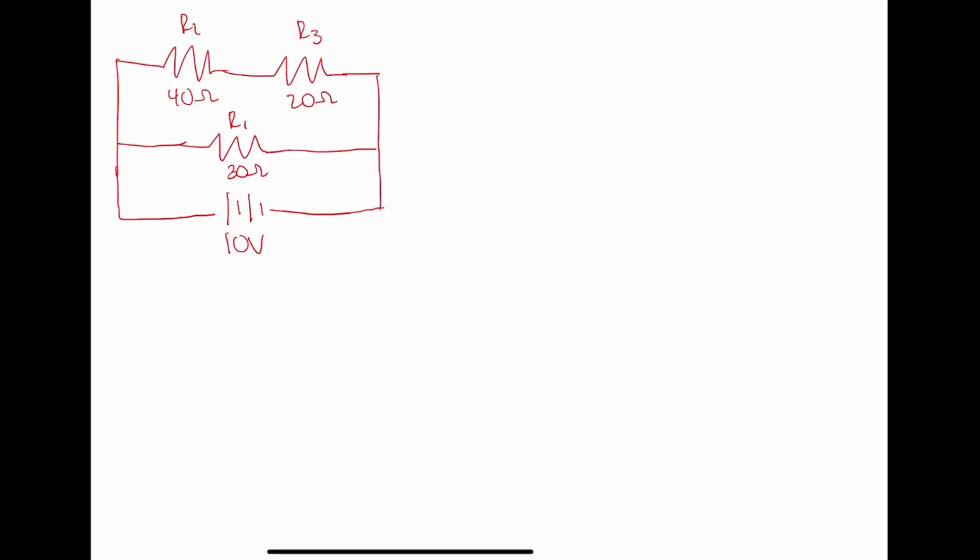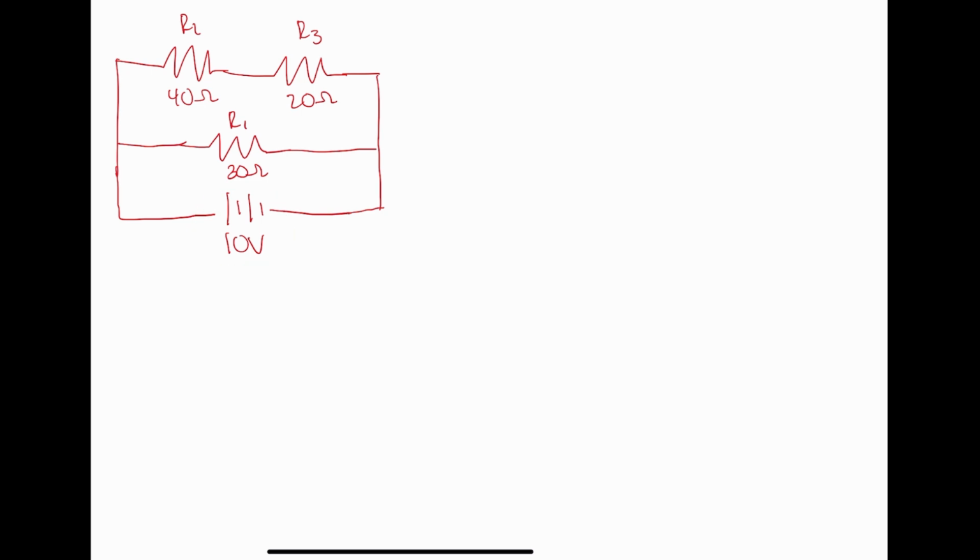We're just going to be solving for the current and V1, V2, and V3. All right, so if we want to find the total current, first we need to find RT, since we already have the voltage total. In this case, R2 and R3 are in a series circuit, right?